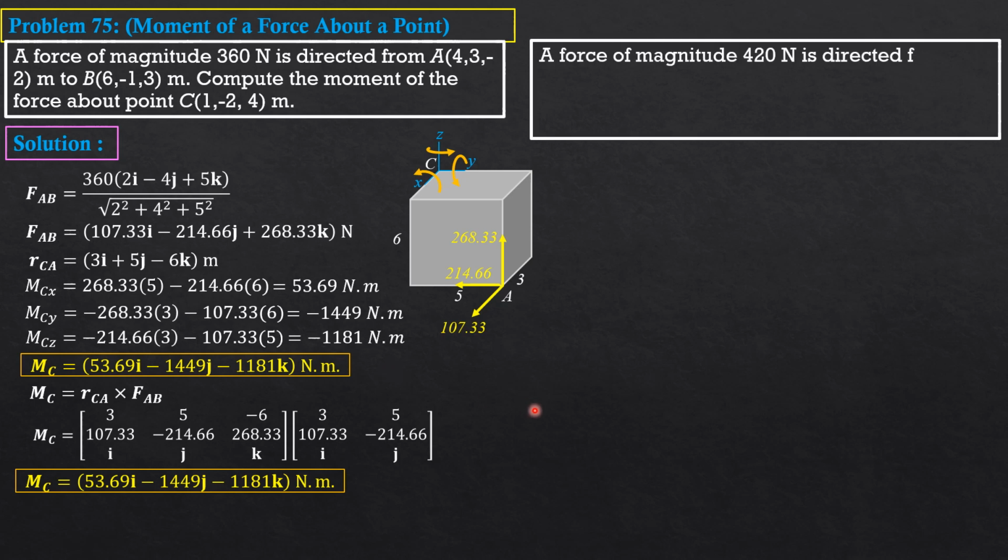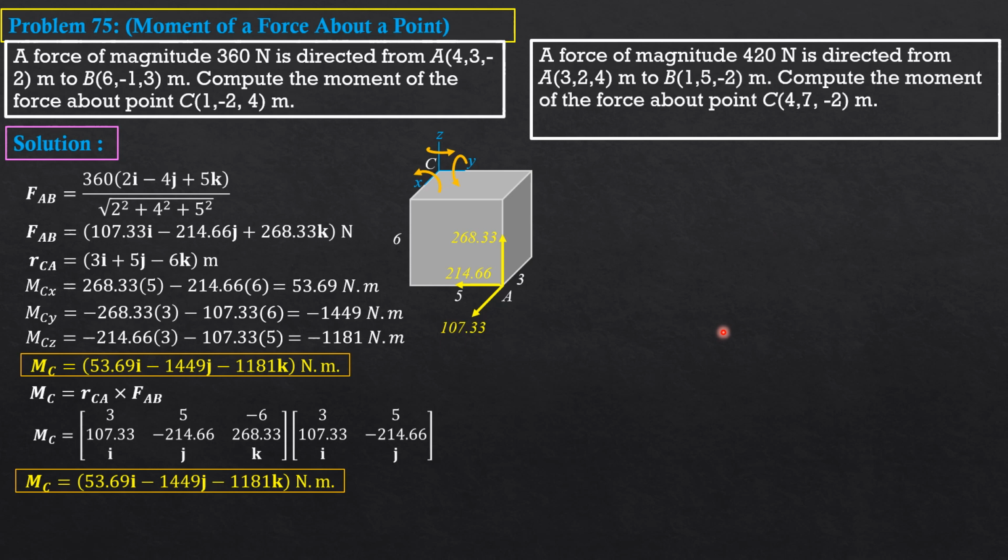So for your part, this is your problem. A force of magnitude 420 newtons is directed from point A to B. Compute the moment of the force about point C, and show that this is the answer. So solve this in two ways like what I did here.